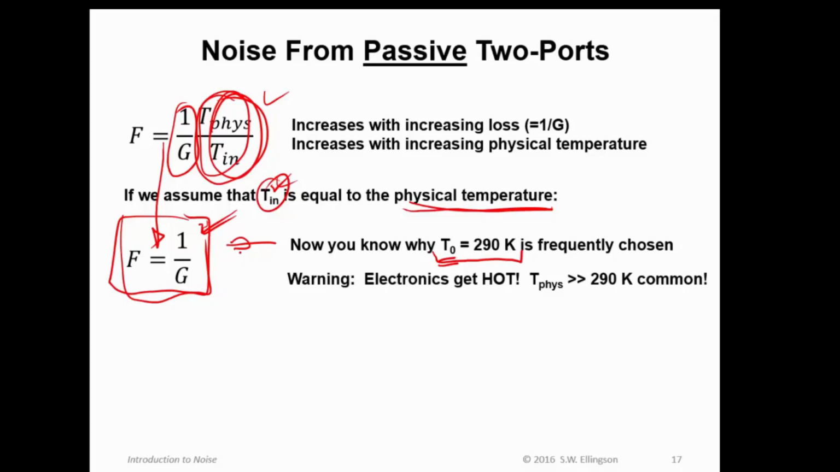Now, I have to warn you, electronics get hot. Perhaps you already know this. So physical temperature much, much greater than 290 Kelvin is pretty common. So the extent to which you can say that because you have this reference temperature, you have approximately this condition, sometimes that can get iffy. So be very, very careful if you're going to use this.